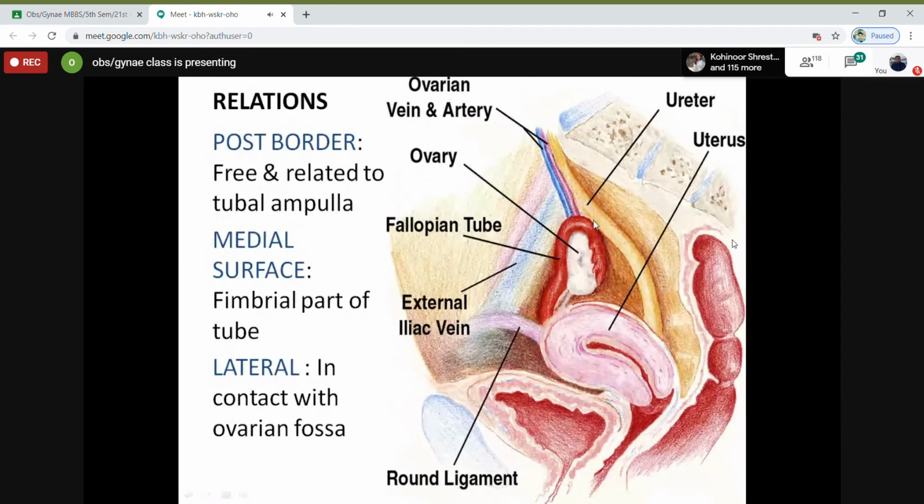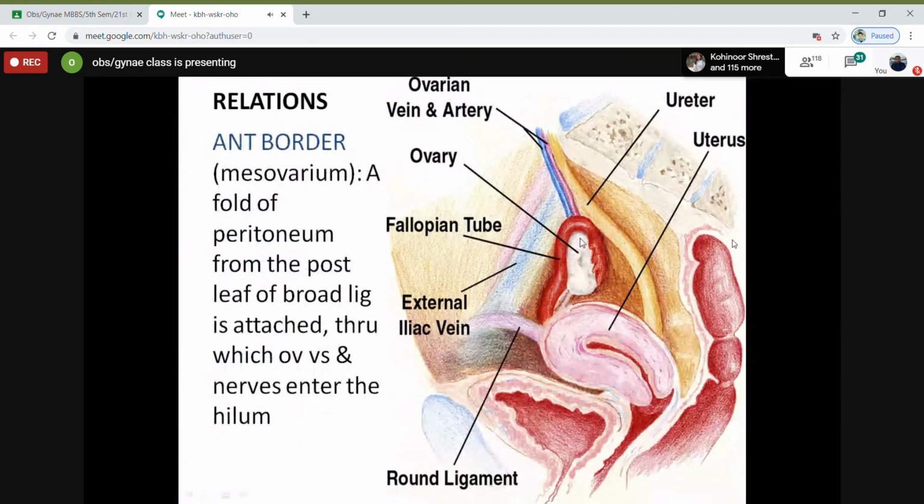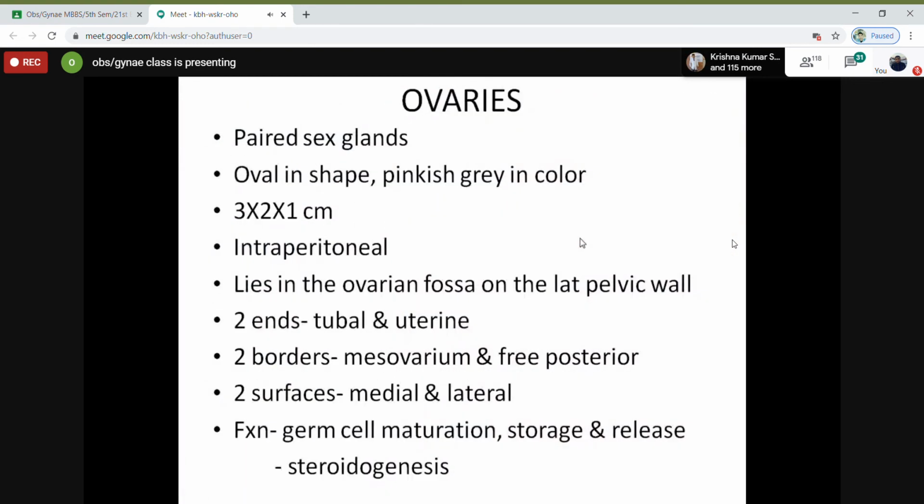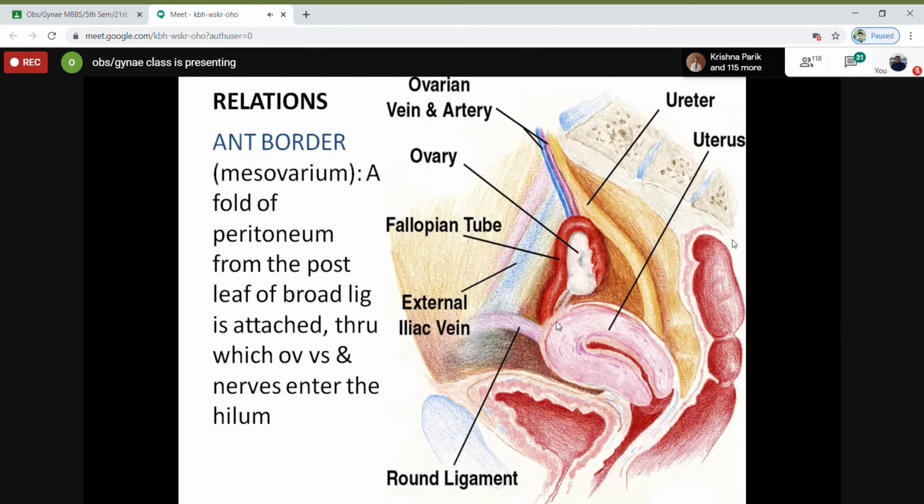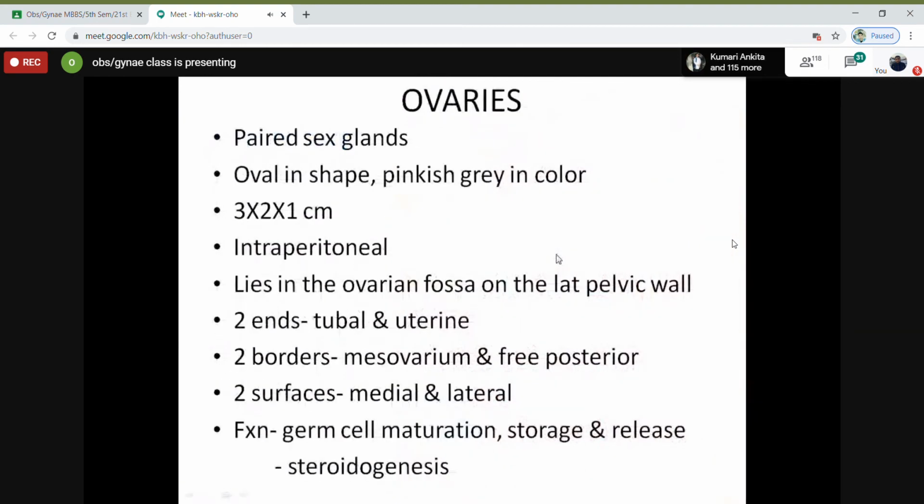So it is lying in the ovarian fossa. It has two ends, the tubal and uterine end, and two borders. Okay, so two ends. See, this is the uterine end, that is the tubal end. And then borders. So this is the free posterior border, and then the other one is the anterior border, which is related to the mesoovarium. Two surfaces, medial and lateral.